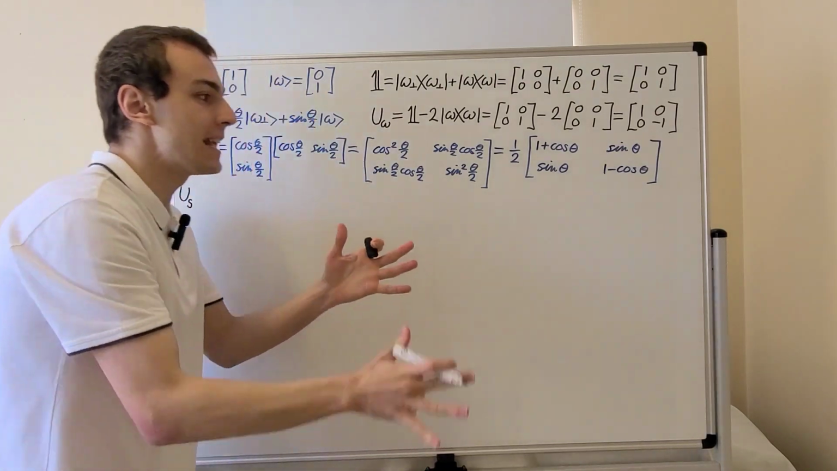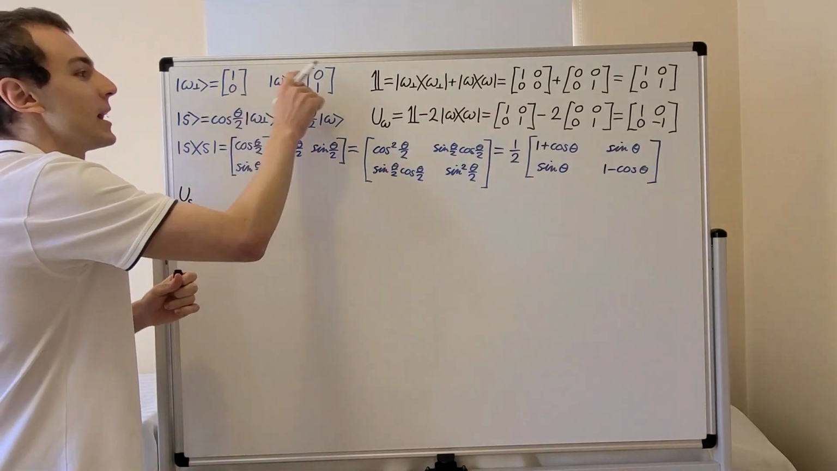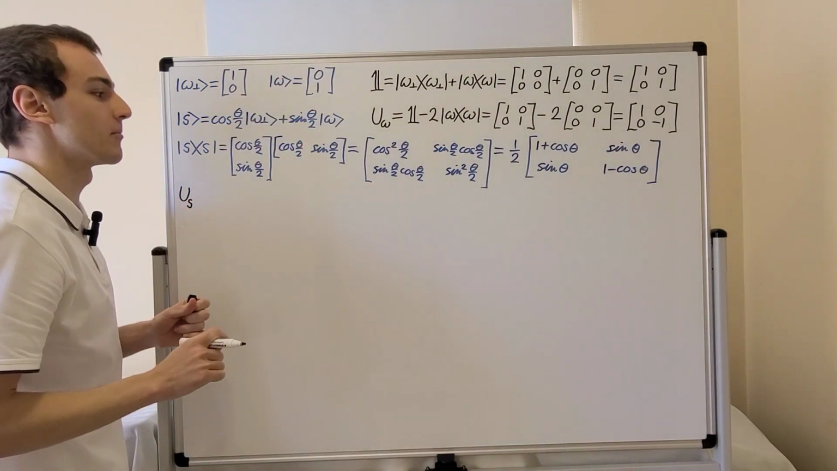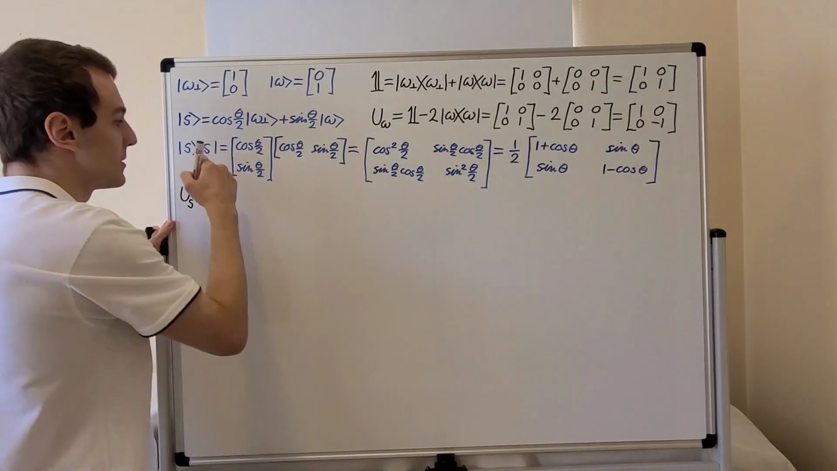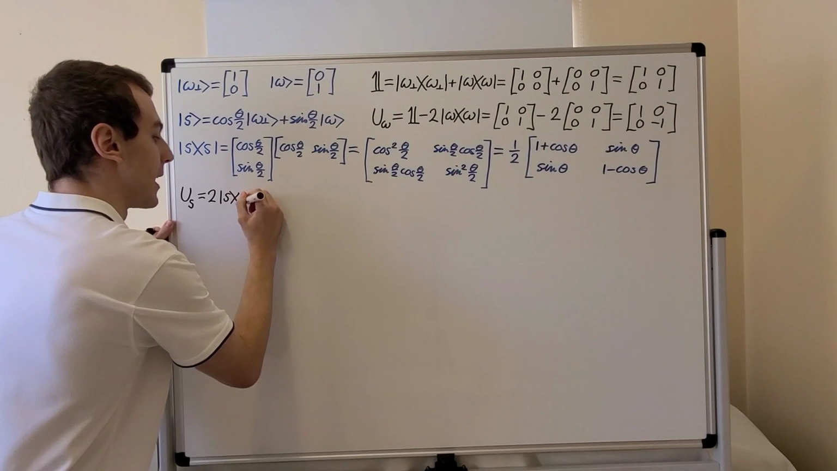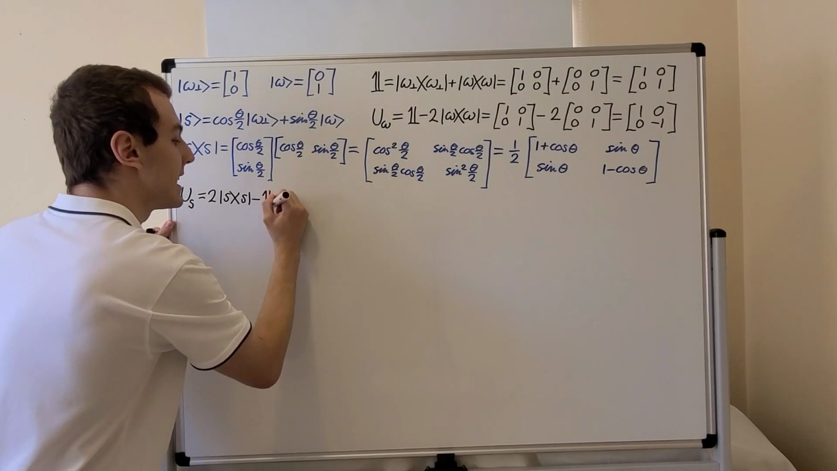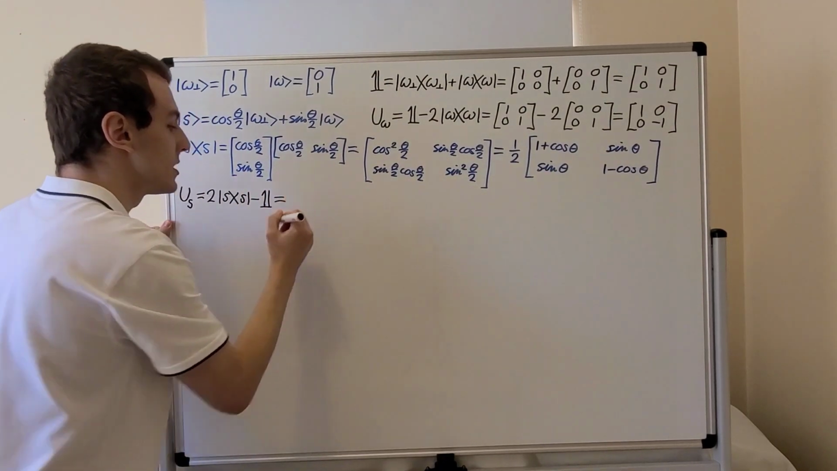And we're still going to remain in the same plane. We're going to remain in this plane that is spanned by these two vectors. So let's write this. This is going to have the form 2 times this projector formed from S minus the identity. So what is this going to equal?